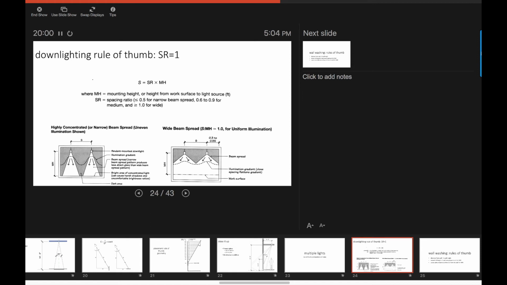What you'll find when you go to the manufacturers is that they publish spacing ratios for their different fixtures that you use in all sorts of different settings. Again, there are low glare fixtures. There are fixtures that are designed for different situations like work surfaces. They're still recessed downlights, but they have different applications.